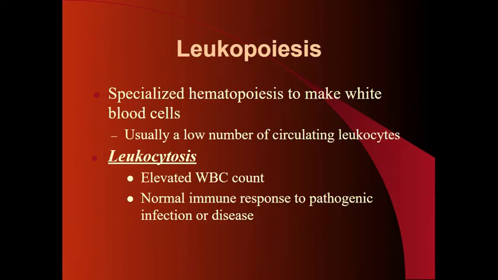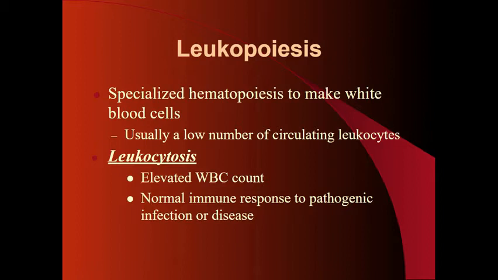So specialized hematopoiesis to make white blood cells is leukopoiesis. Typically, we have a low number of circulating leukocytes. It's kind of like the patrol of the blood, where we have a low amount constantly circulating just to make sure everything is okay, that we have no infections that we need to be concerned about.